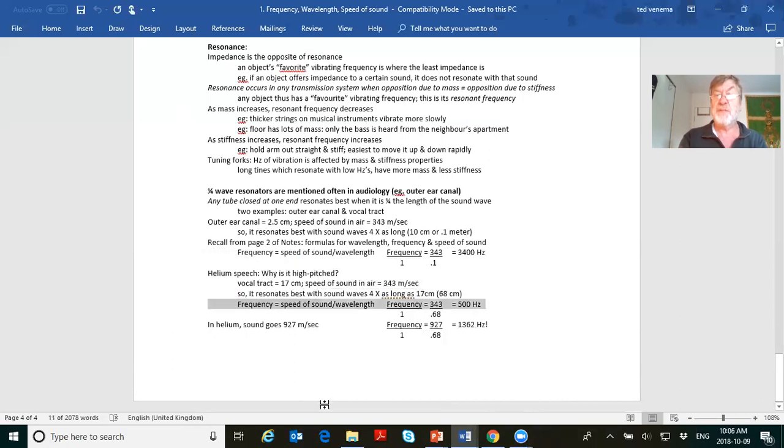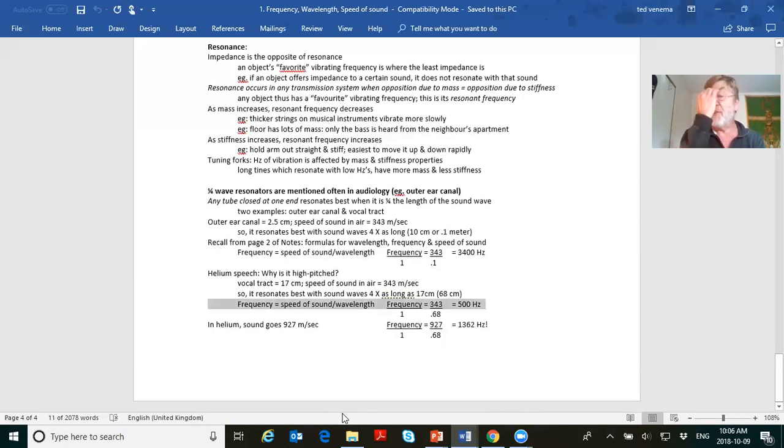So frequency is speed of sound over wavelength. Frequency is equal to 343 meters per second divided by 0.68 meters, because 68 centimeters is 0.68 meters. We've got to divide meters by meters. So 343 divided by 0.68, 500 hertz would be the resonance of your vocal tract. Now let's inhale some helium.